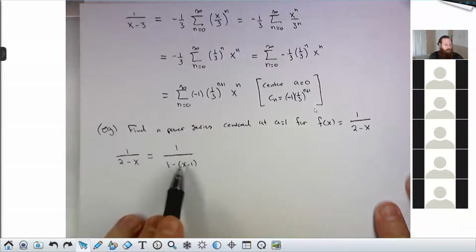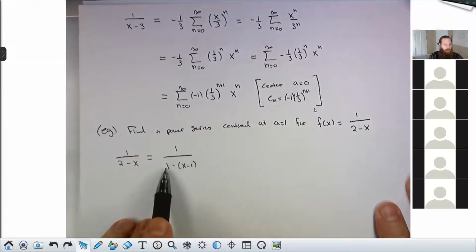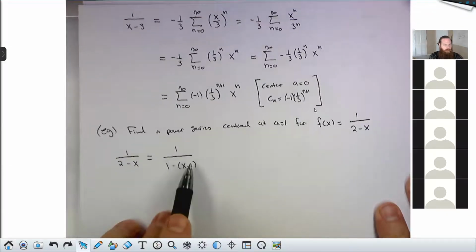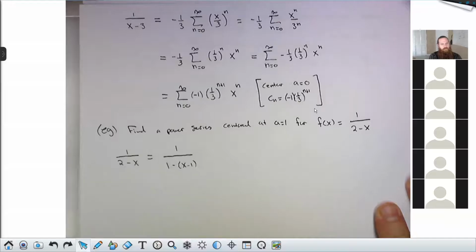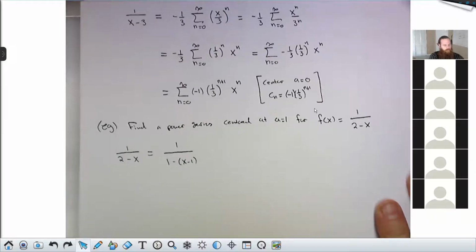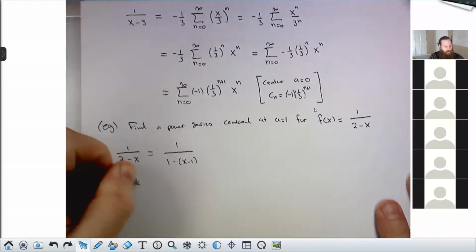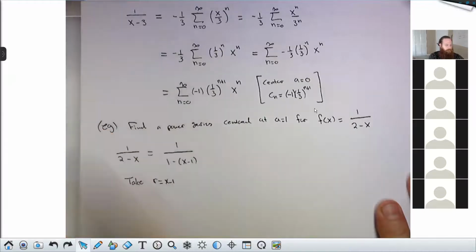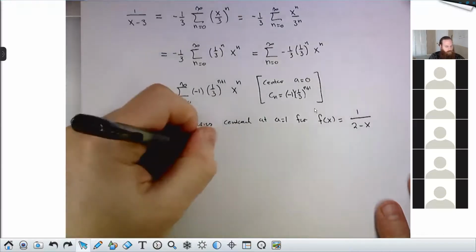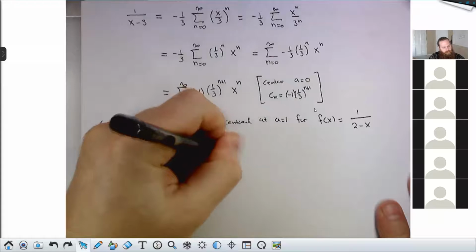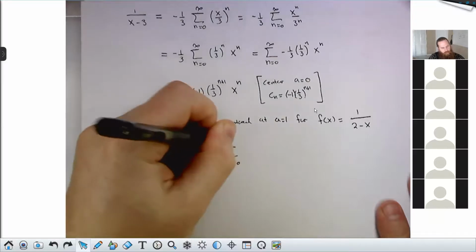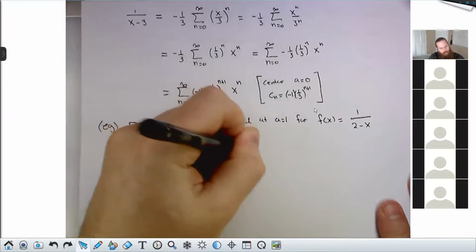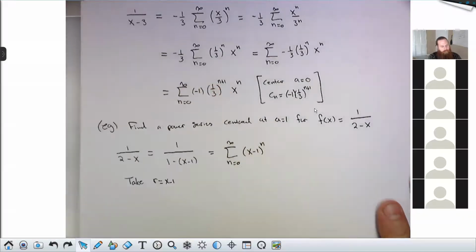Again, if you distribute this negative, you'll see that this is 1 minus x plus 1, which is the same as 2 minus x. So here I would take r to just be x minus 1. And you see right away that this is sigma n from 0 to infinity x minus 1 to the n. Sneaky, right?